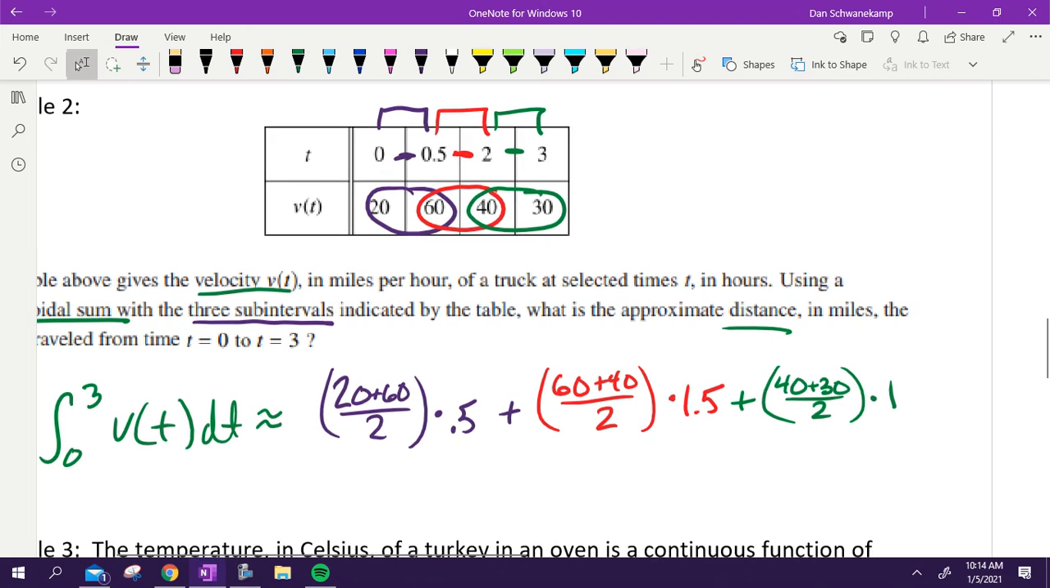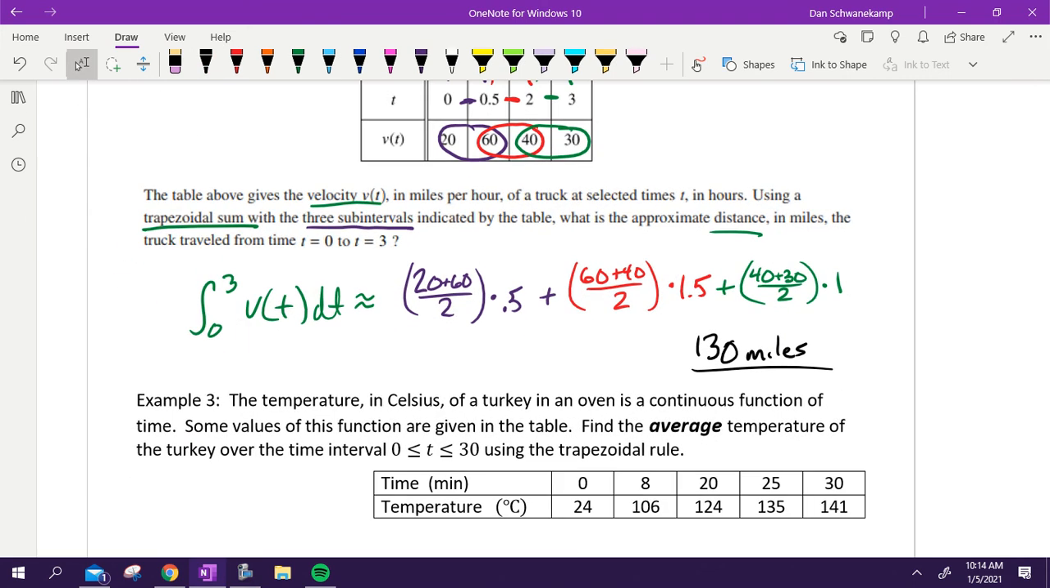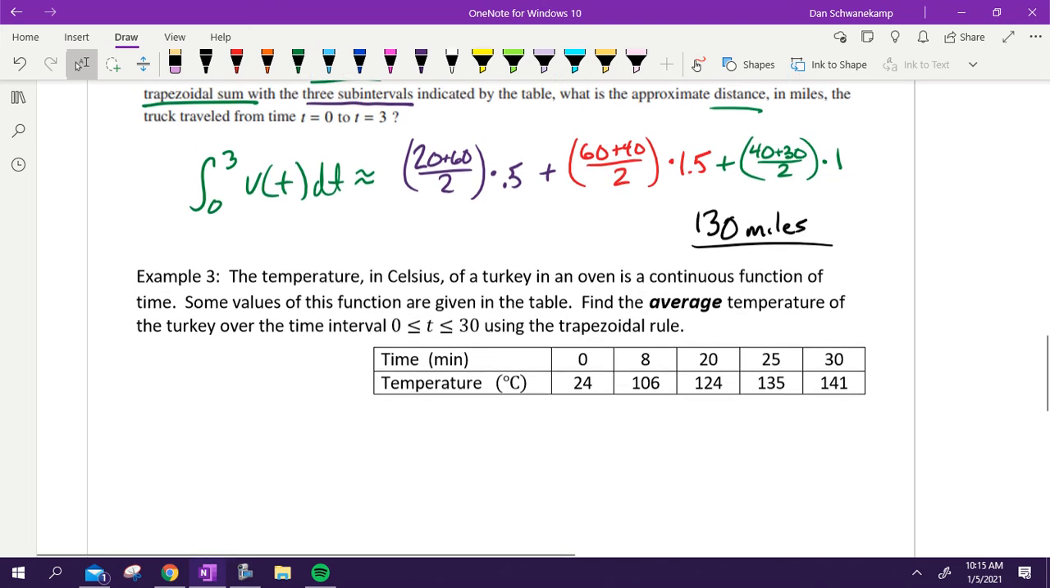We could find an actual number. The actual number is 130. What would my units be? I integrated velocity, which was in miles per hour, and I just integrated it. So what is it going to be now? It is just miles. That is the change in miles over that time period. When I integrate, it tells you the change in miles. Everybody all right with that? That's exactly how we should set that up. You'll get used to it as we go.